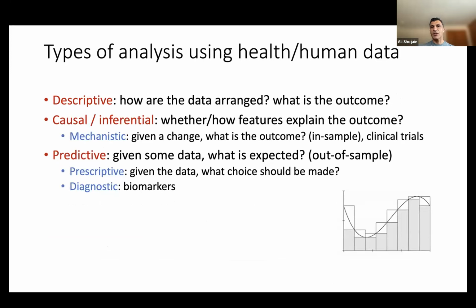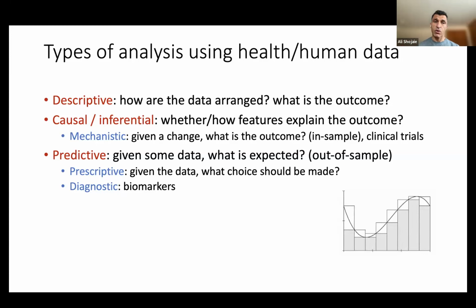Okay, what type of analyses can you do? Again, broadly speaking, you could do descriptive analyses, where you basically just come up with summaries of your data. How your data are arranged, what are the characteristics of your data. This is not looking at a specific hypothesis, but just basically describing your data. On the other end, you could have very targeted questions. You could have causal inferential questions, where you have a particular outcome that you're interested in, and I'll talk more about this, and you want to see what features could explain that outcome.